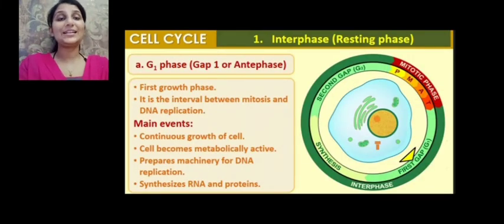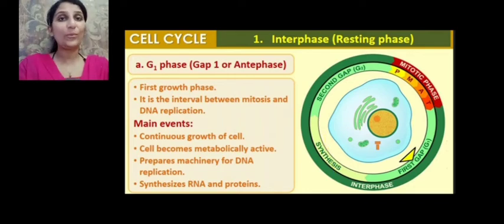First let us learn about the gap 1 phase, the G1 phase, which immediately follows the M phase. It is the first growth phase. As I told you, G can also be represented by growth. So it represents the first growth phase, and it is intermediate between the mitotic phase and the synthetic phase, or S phase. We can see this is the first gap phase, which is between the mitotic phase, or M phase, and the synthetic phase.